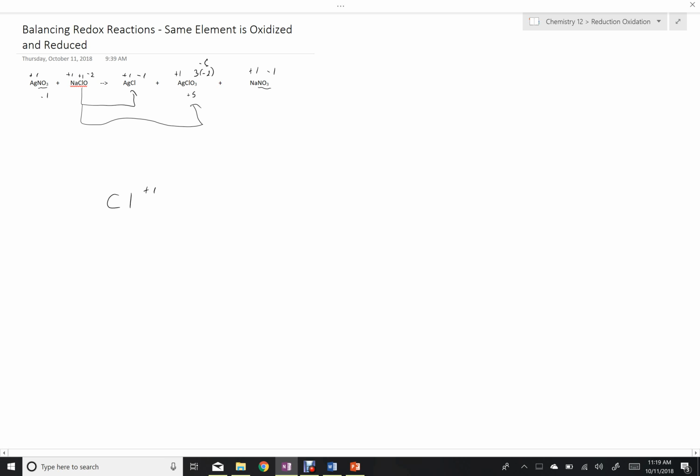Cl +1 is going to Cl -1, so there's your reduction, and Cl +1 is going to Cl +5. A little strange, but don't get bent out of shape. I'll show you what we do with this. It doesn't really matter from a half reaction standpoint that it's the same element. We're just going to do the same thing and write out our electron change. Here, +1 to +5, so it must have emitted 4 electrons. Here, +1 to -1, so it must have gained 2 electrons.